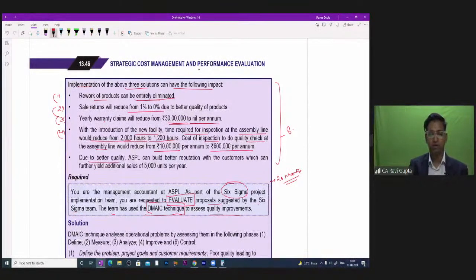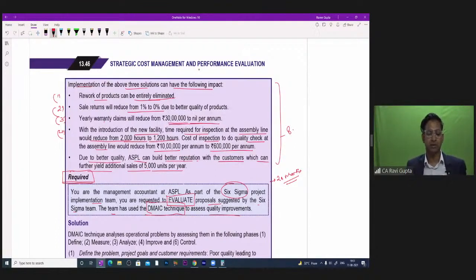Due to the better quality, ASPL can build a better reputation with the customer, which can further yield additional sales of 5,000 units per year. And the requirement: you are the management accountant at ASPL. As a part of the Six Sigma project implementation team, you are requested to evaluate the proposal. So you have to evaluate the proposal suggested by the Six Sigma team.